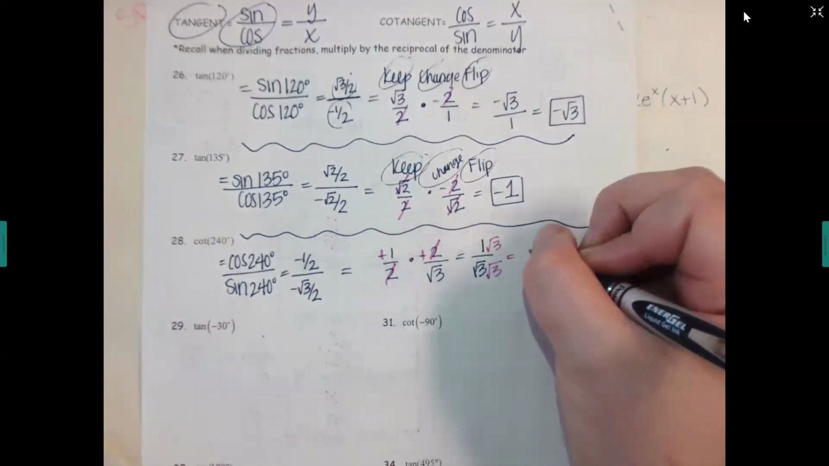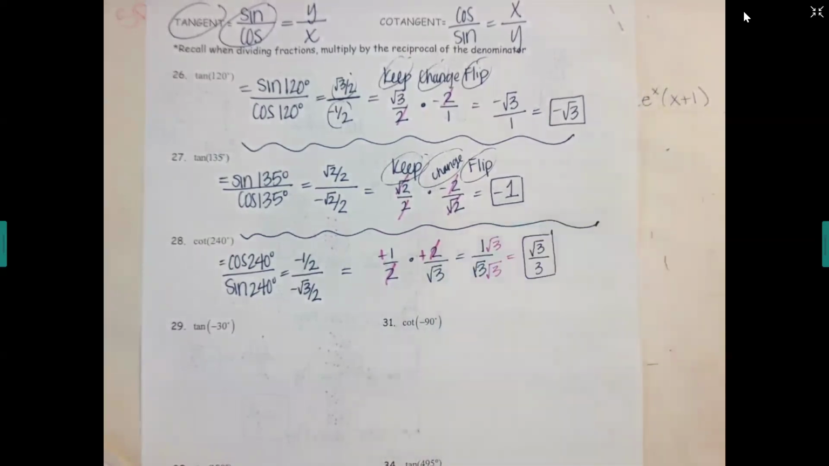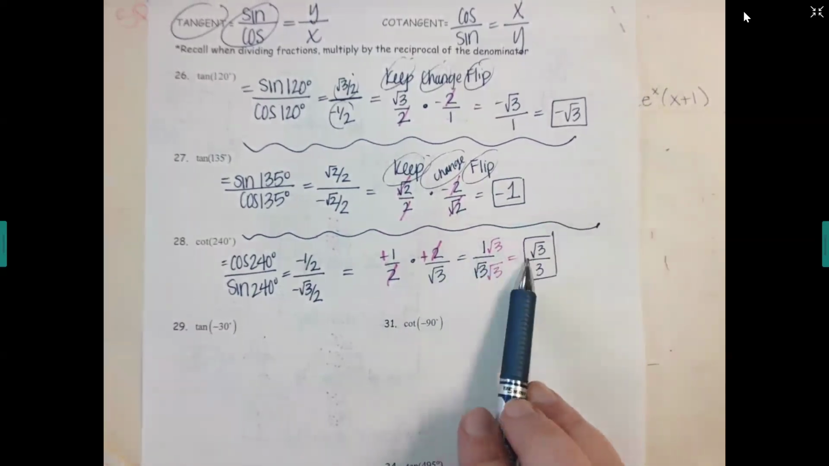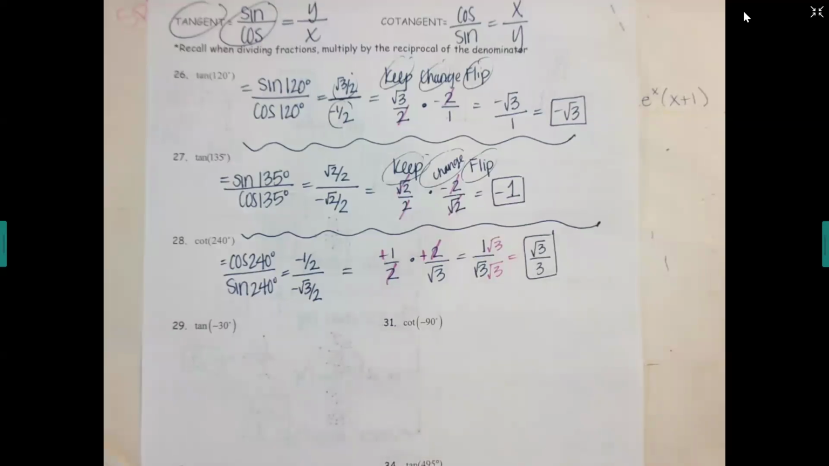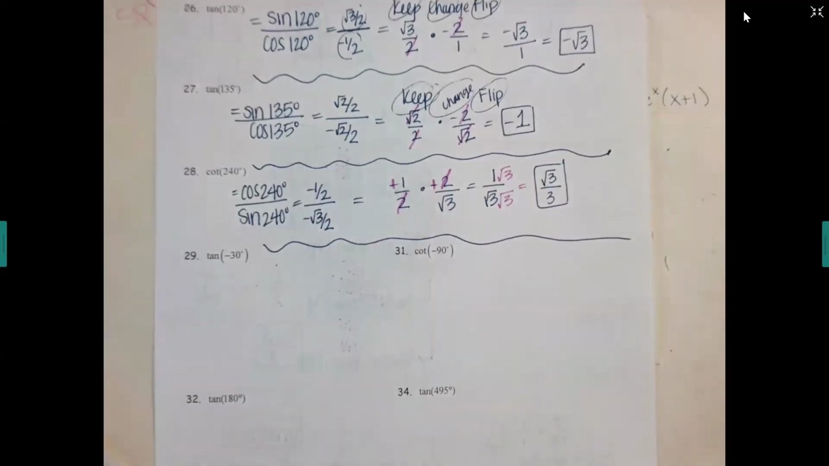And that's going to give you 1 root 3 over regular 3. You don't have to put the 1 here, but if you did put it, it wouldn't be wrong. All right, last couple of these.